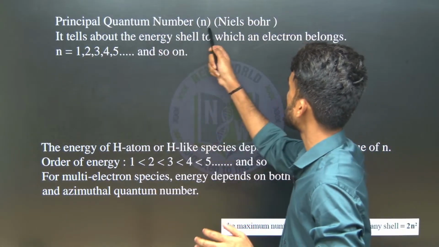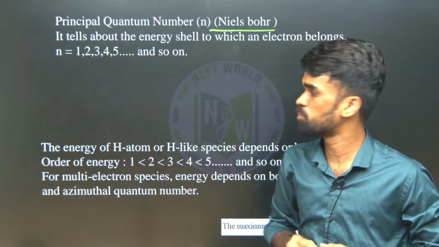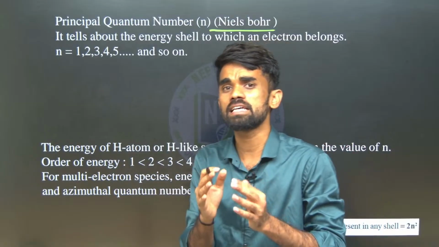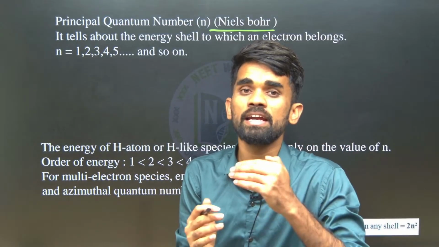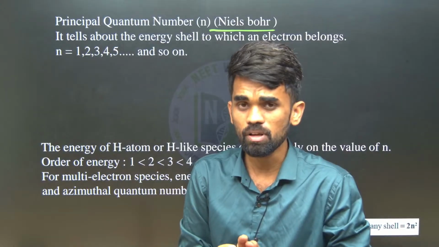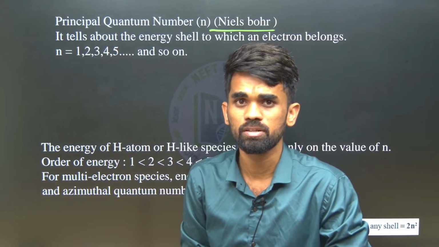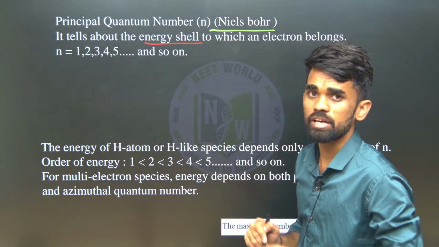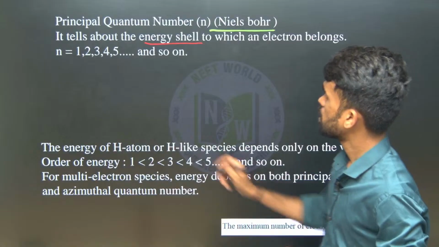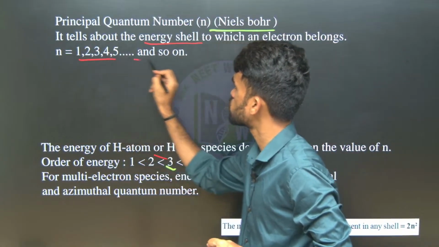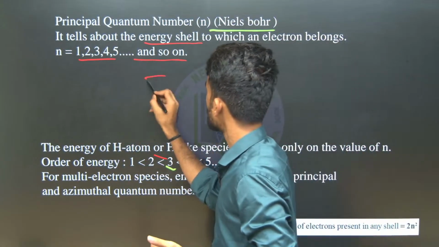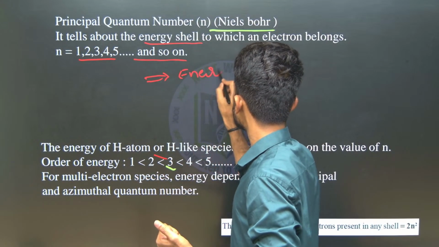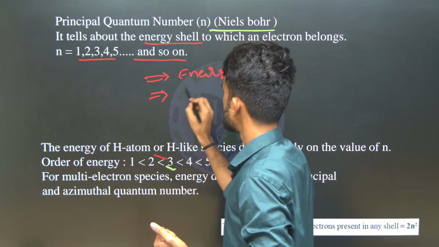The principal quantum number was given by Niels Bohr. What this principal quantum number n tells us is information about the radius, the size, or the energy of the shell in which that electron is present. The n values are 1, 2, 3, 4, and so on. As I told you, the n value gives us energy, and the second thing it gives is size.